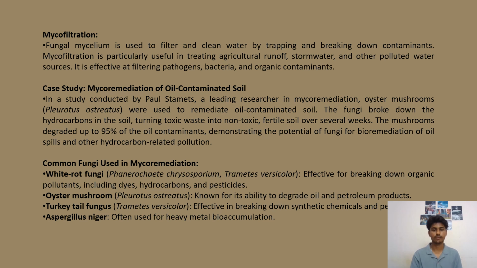Next, we will see what are the common fungi that are used in mycoremediation. First one is white rot fungi like Phanerochaete chrysosporium and Trametes versicolor, effective for breaking down organic pollutants including dyes, hydrocarbons, and pesticides. The oyster mushroom, as we already saw in the case study, is used to degrade oil and petroleum products. Turkey tail fungus, Trametes versicolor, is effective in breaking down synthetic chemicals and pesticides. Aspergillus niger is often used for heavy metals bioaccumulation.